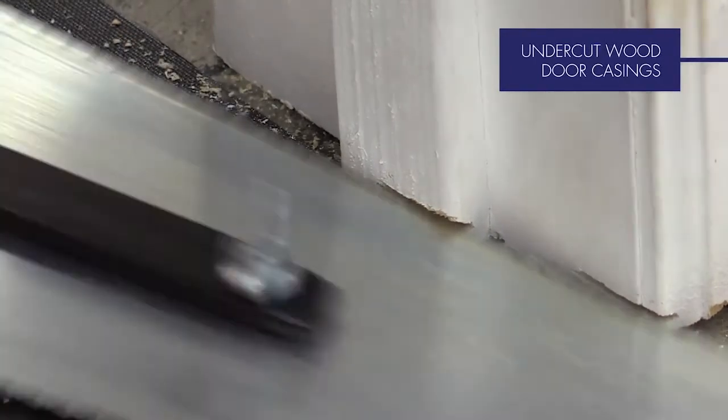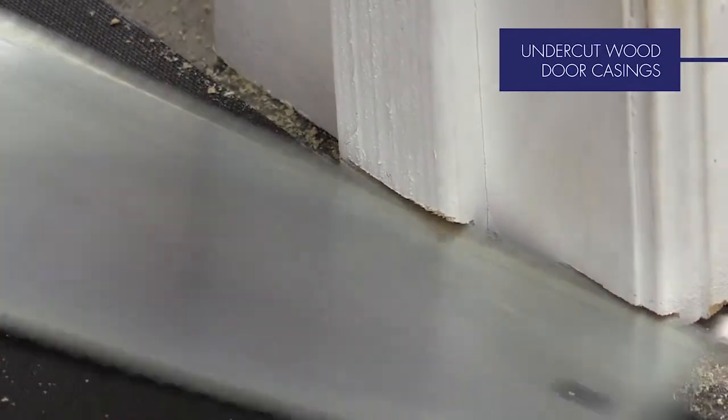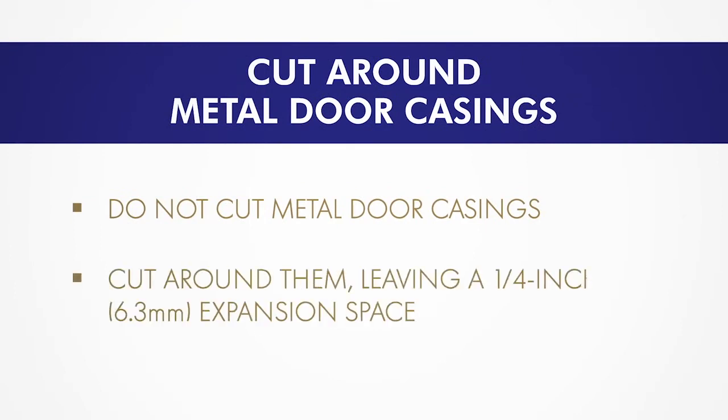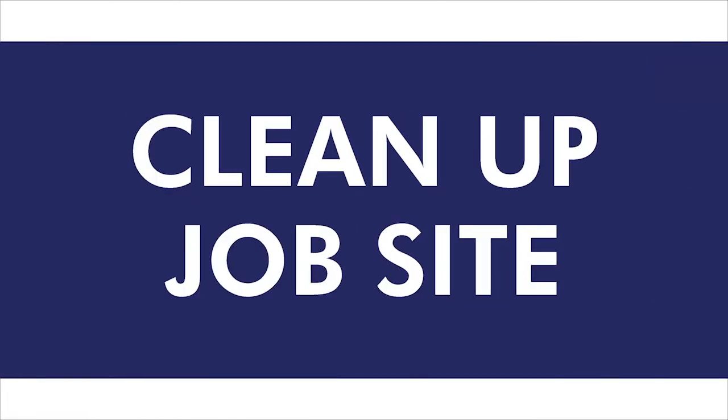Wood door casings should be undercut to allow your product to fit neatly underneath. Do not cut metal door casings. Cut your flooring around them, leaving a 1/4 inch or 6.3 millimeter expansion space. Finally, sweep and vacuum the entire subfloor to remove all debris and dust and you're ready to begin.